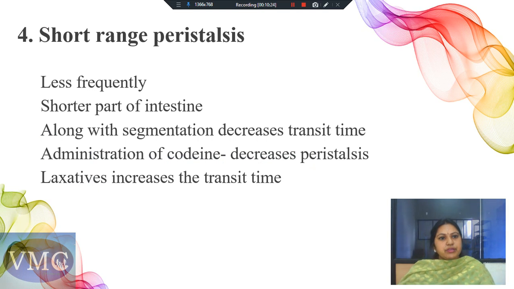The next one we are going to see is short range peristalsis. This occurs very less frequently. A very short part of the intestine is involved here. Along with segmentation contraction, it decreases the transit time. So when you apply codeine, it decreases the peristalsis. This shows that there is an influence of drugs here, and laxatives increase the transit time.